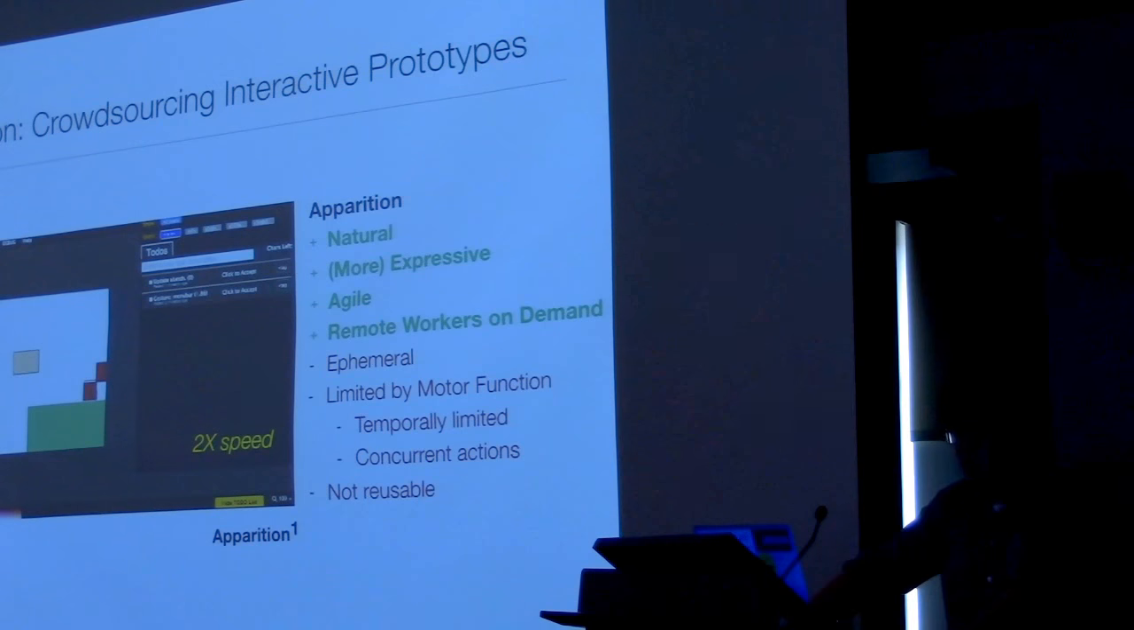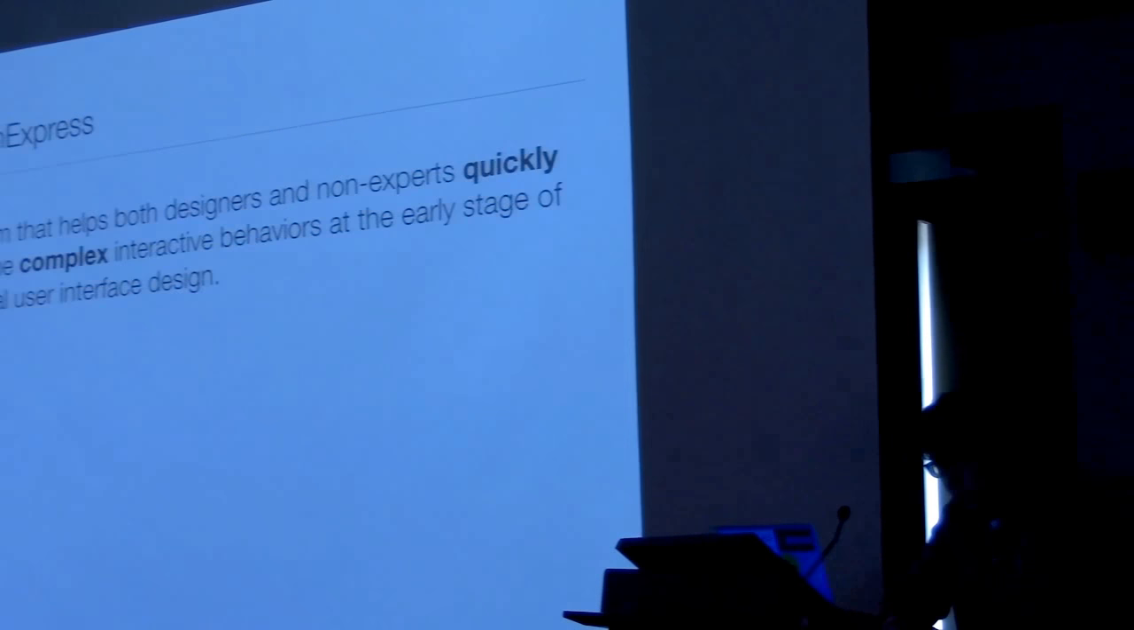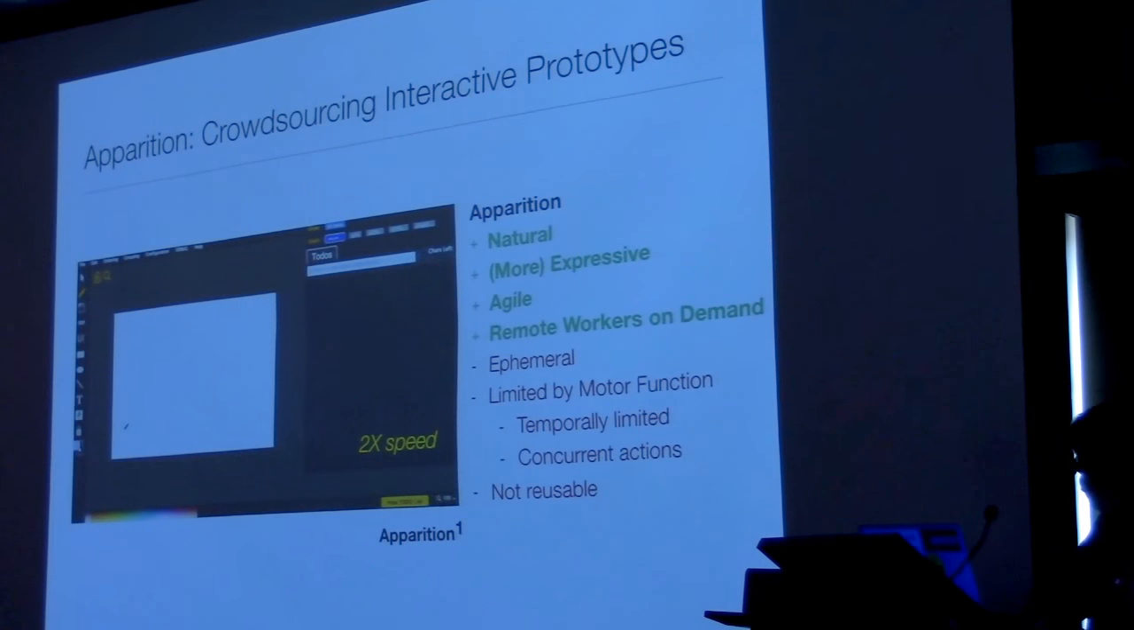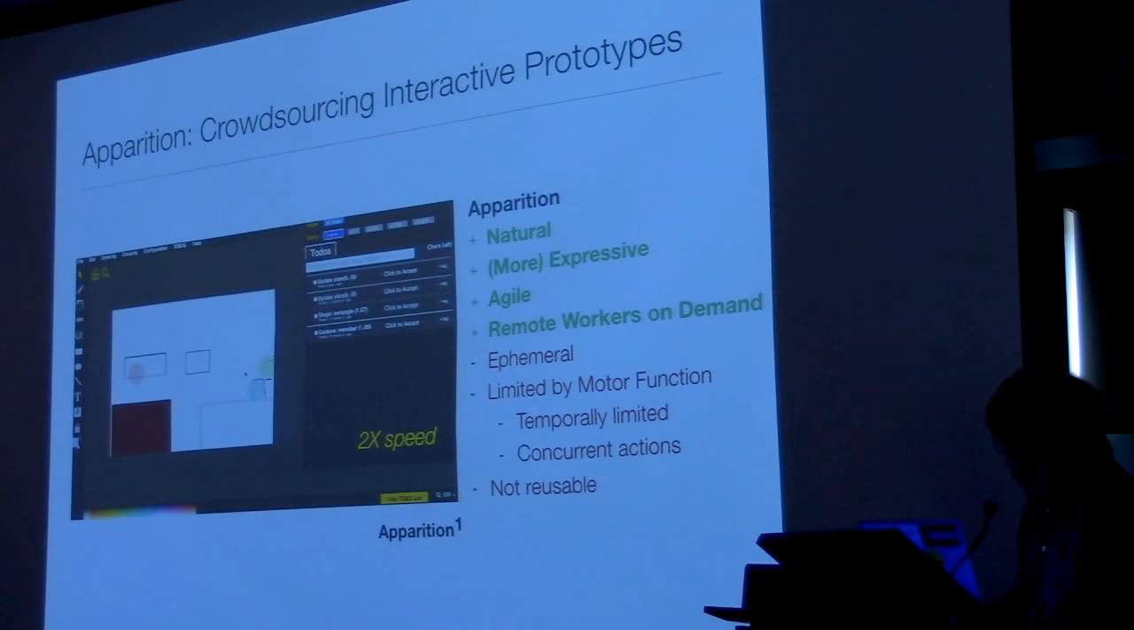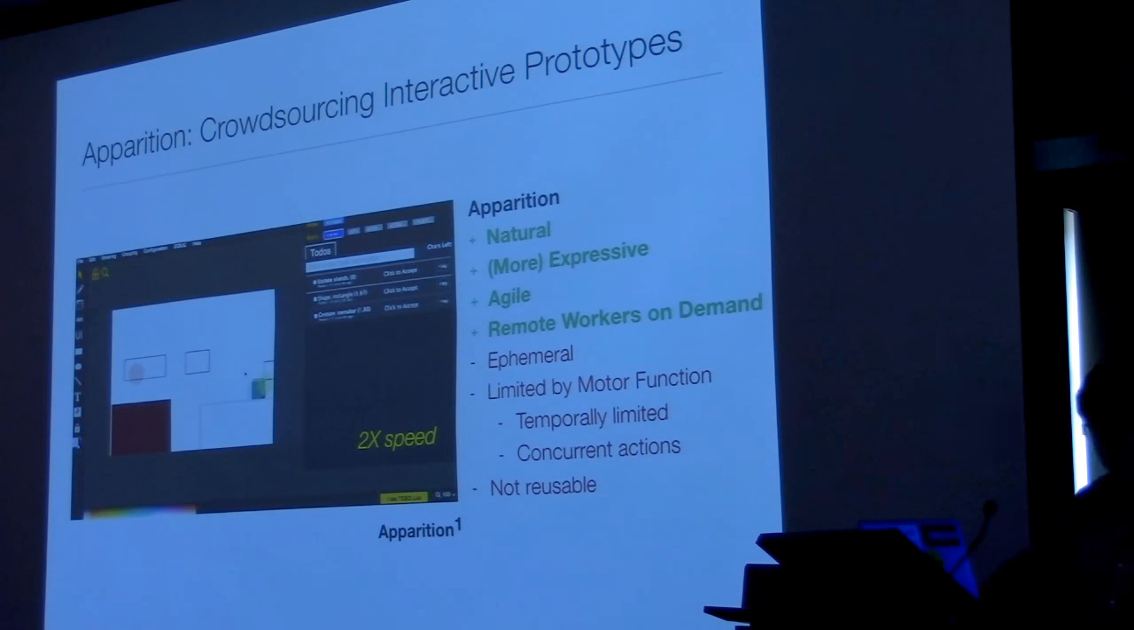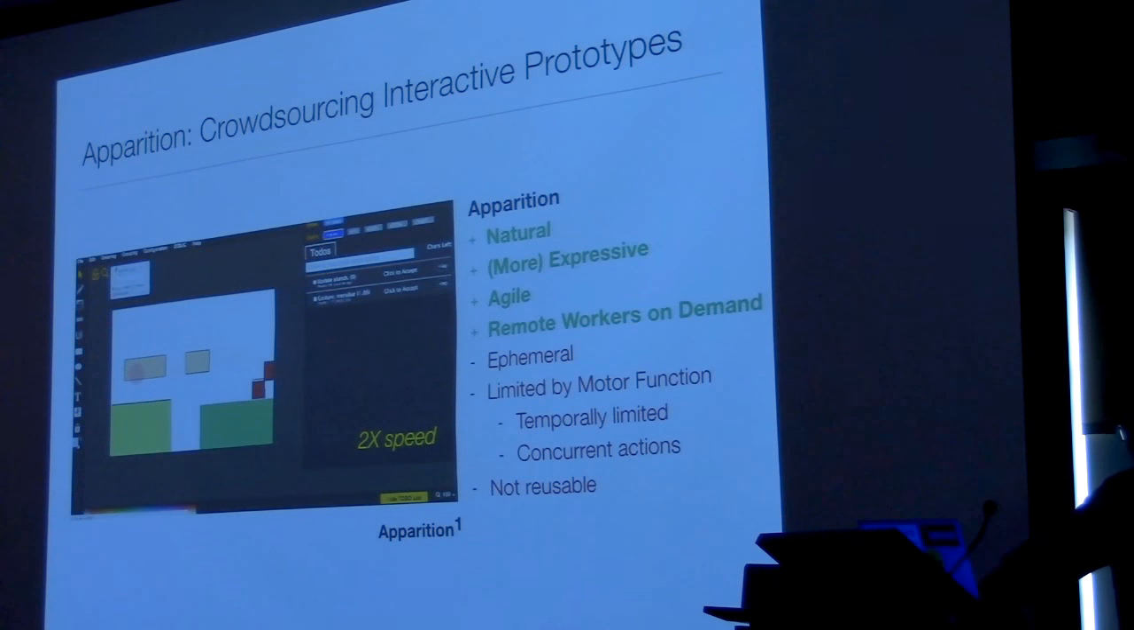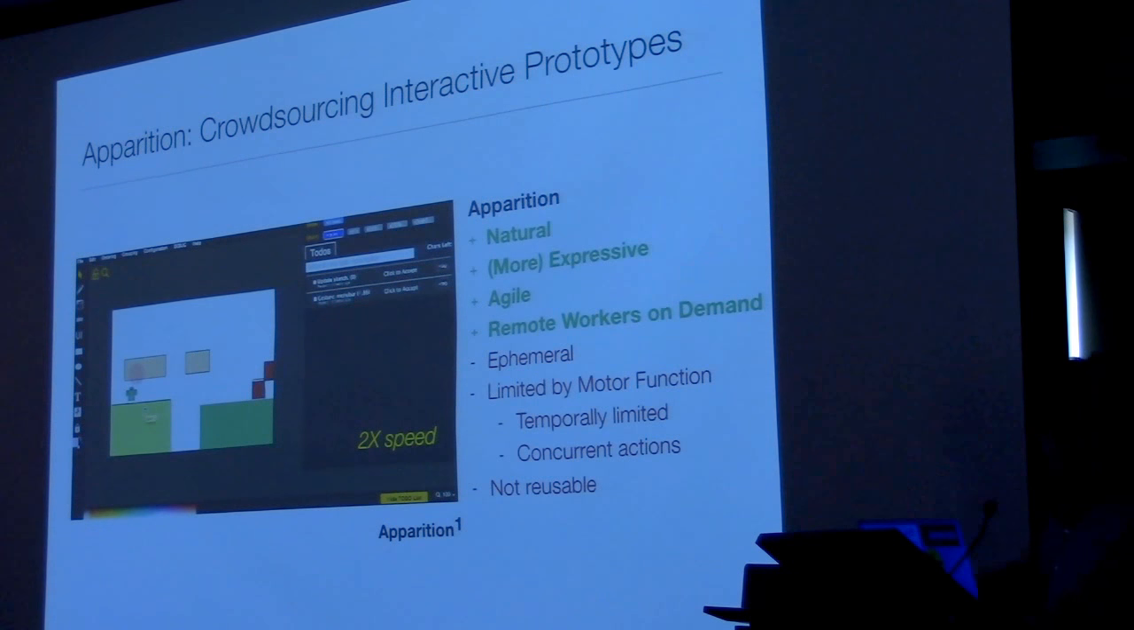So in the user study, the authors also asked workers to demonstrate simple behaviors, like moving a game character to a certain space, like where the requester clicks. However, it has more benefit than manual demonstration because Apparition is an electronic shared canvas, but it still has some limits coming from manual demonstration, like behavior being ephemeral, or being limited by motor function, and so forth.